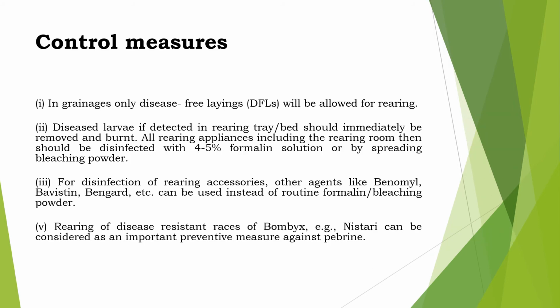Control measures. In grainages, only disease-free layings, that is, the eggs free of any disease, should be allowed for rearing. Diseased larvae, if found any, should be removed and burnt immediately. All the rearing appliances, including the rearing room, should be disinfected with 4 to 5% formalin solution or by spreading bleaching powder. Other than bleaching powder, disinfection agents such as benomyl, bavistin, and Bengard can also be used.